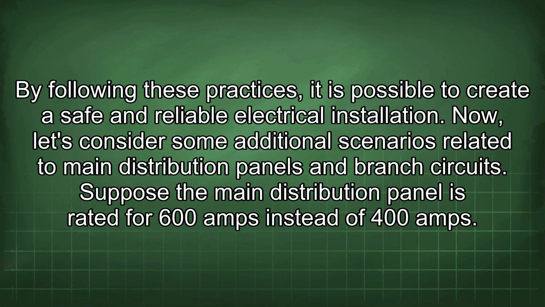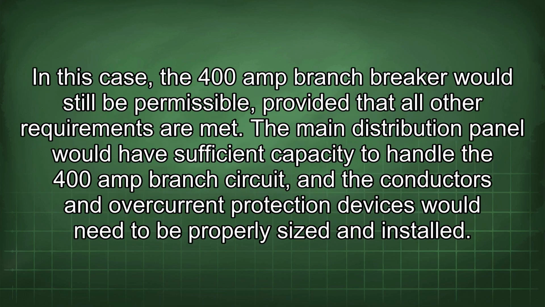Now let's consider some additional scenarios related to main distribution panels and branch circuits. Suppose the main distribution panel is rated for 600 amps instead of 400 amps. In this case, the 400 amp branch breaker would still be permissible, provided that all other requirements are met. The main distribution panel would have sufficient capacity to handle the 400 amp branch circuit, and the conductors and overcurrent protection devices would need to be properly sized and installed.